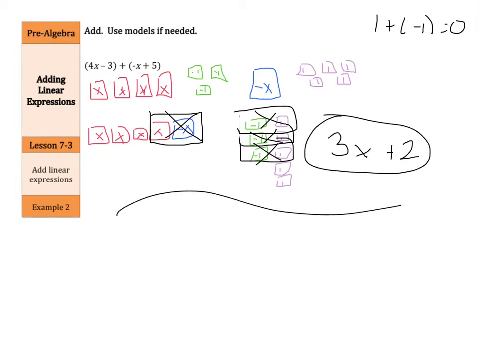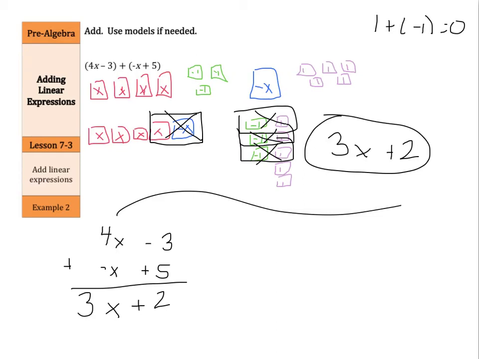Now, what if you'd like to try this without models? If we set this up in columns again, where we have 4x minus 3 plus negative x plus 5, what is negative 3 plus a positive 5? Negative 3 plus a positive 5 is a positive 2. What is 4x plus a negative 1x? That is 3x.